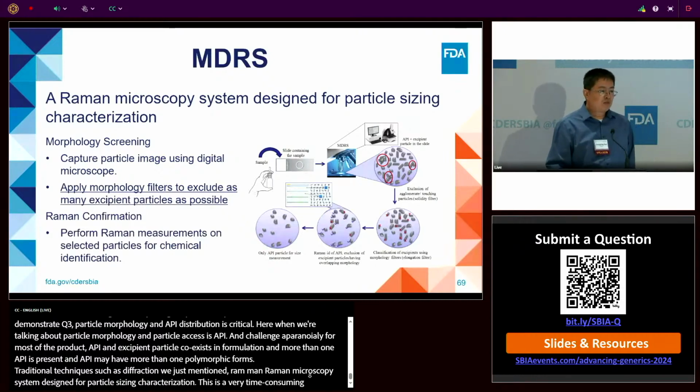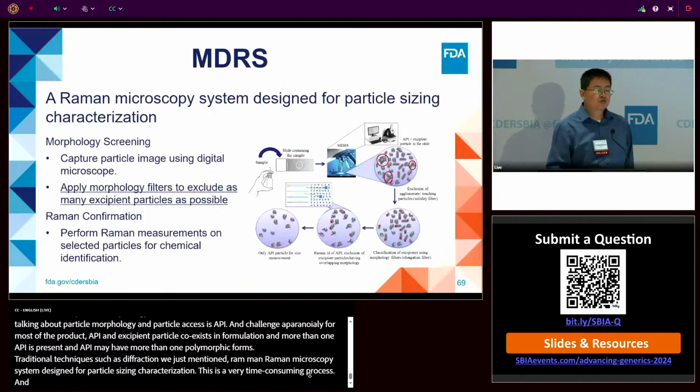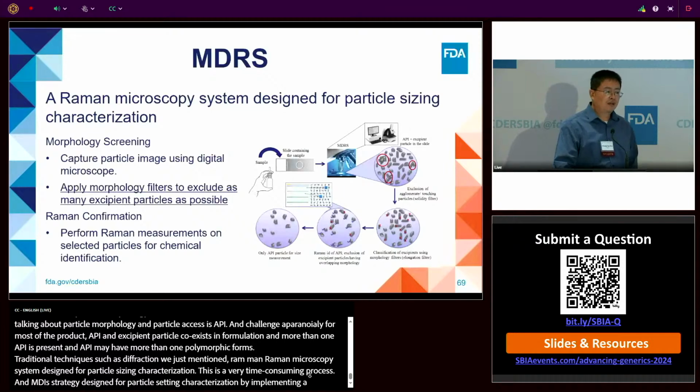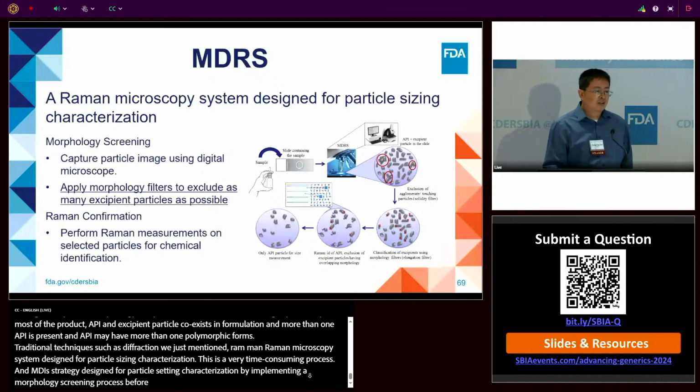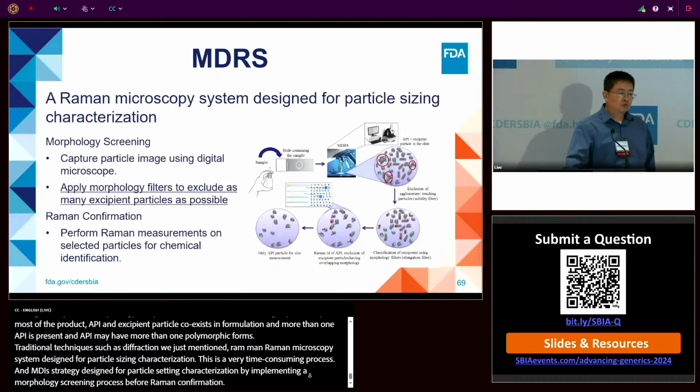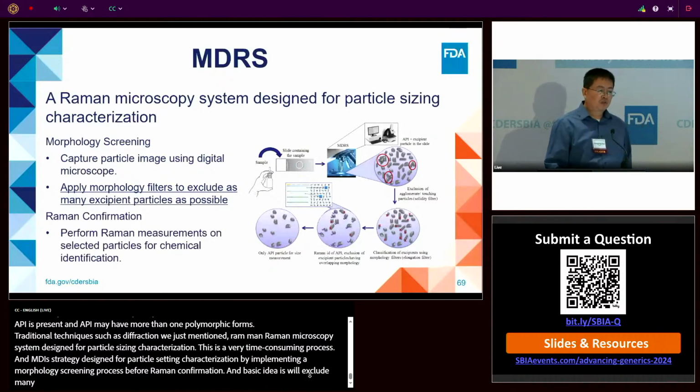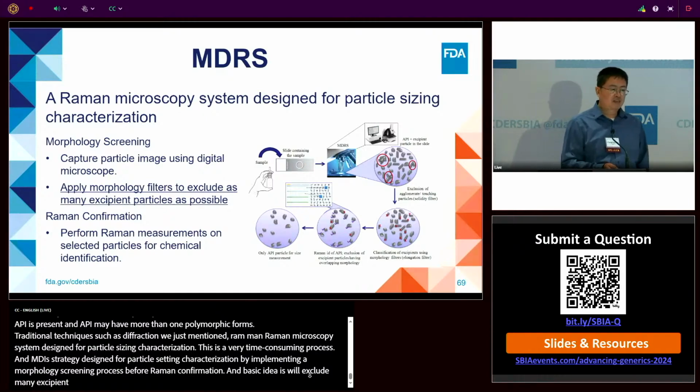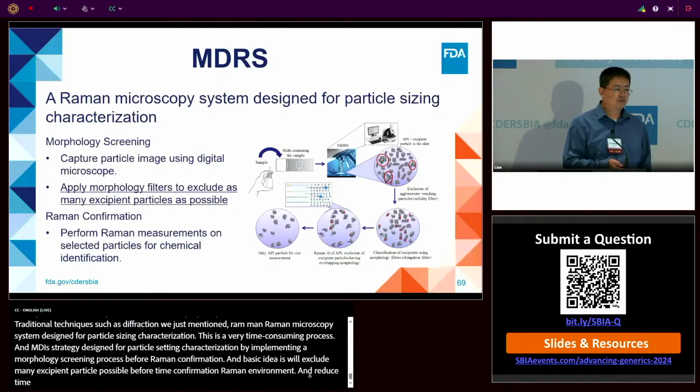And MDRS provides a strategy specially designed for particle sizing characterization by implementing a morphology screening procedure before Raman confirmation. The basic idea is that morphology filters will exclude as many excipient particles as possible before the time-consuming Raman measurement, therefore reducing the measurement time by 10 fold.